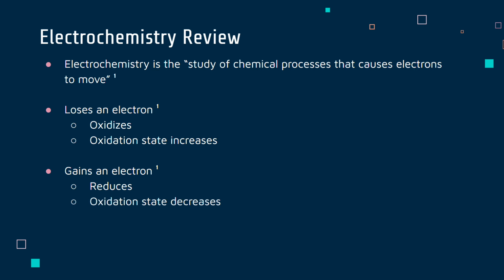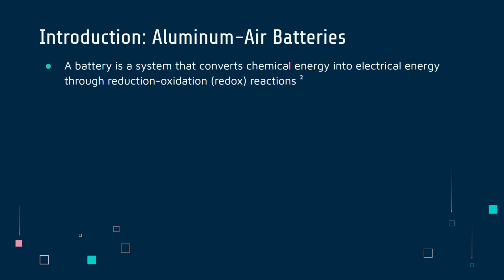Now that we've finished the review, let's get into talking about batteries. A battery is a system that converts chemical energy into electrical energy through a redox reaction. In this system, electrons are transferred from one material to another through an electrical circuit. The traditional system of a battery is set up so that there are two metal electrodes, one electrode being the anode, where oxidation occurs, and one electrode, known as the cathode, where reduction occurs.